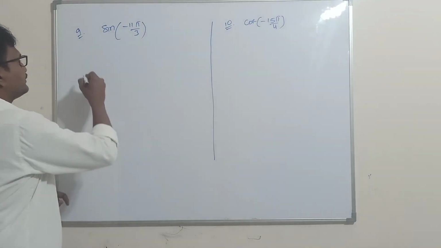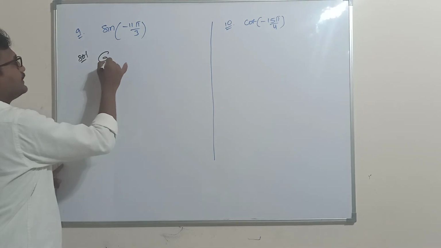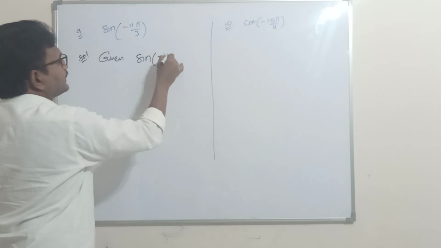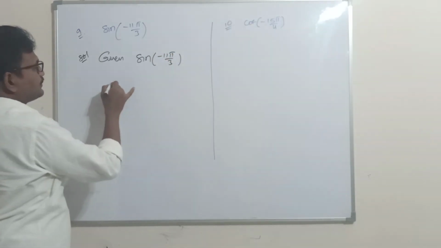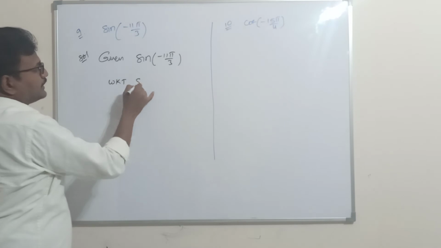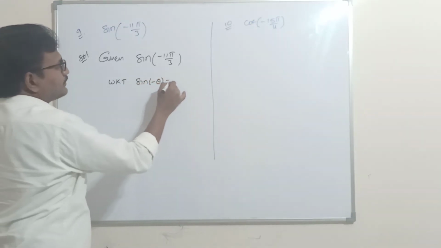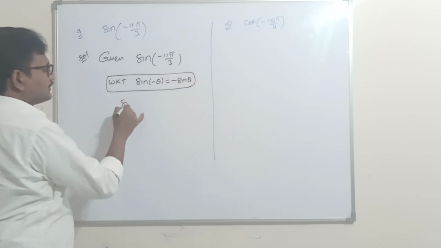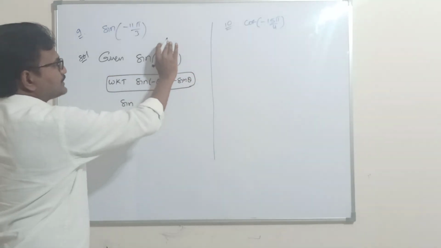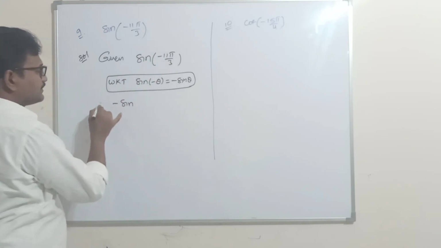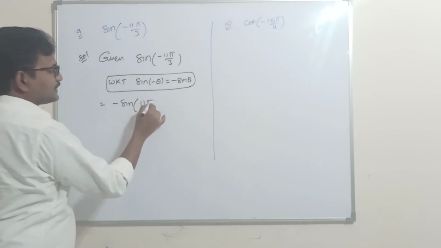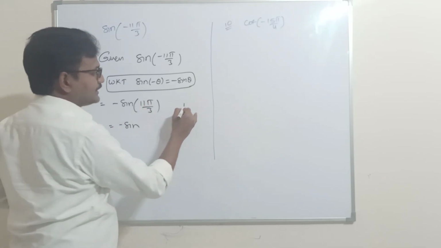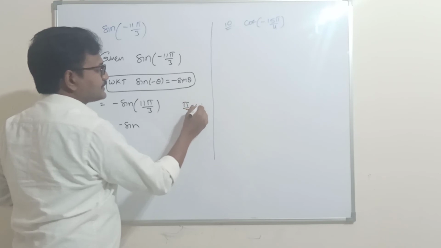Next problem, sin of minus 11 pi by 3. Given sin of minus 11 pi by 3. We know that sin of minus theta is equal to minus sin theta. So assume this as theta. Sin of minus theta means minus sin theta. Theta means 11 pi by 3. So minus of sin of 11 pi by 3. Pi by 3 means 60 degrees.